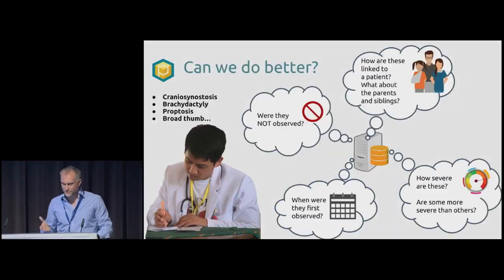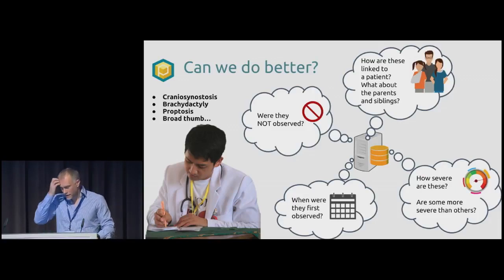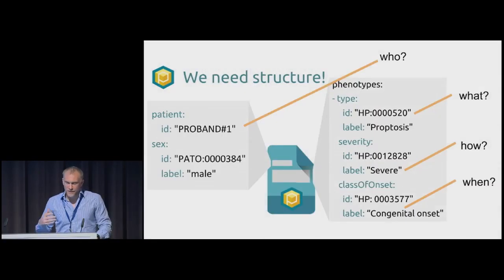We need to say, how do this set of phenotypes link to, say, the patient? How do they link to their family? Were these phenotypes actually not observed? So some of these could be observations to say that this patient definitely did not have craniosynostosis, however they did have the brachydactyly. You also want to know when these phenotypes were first observed, and severity and whatever else we might need. So we need some structure.